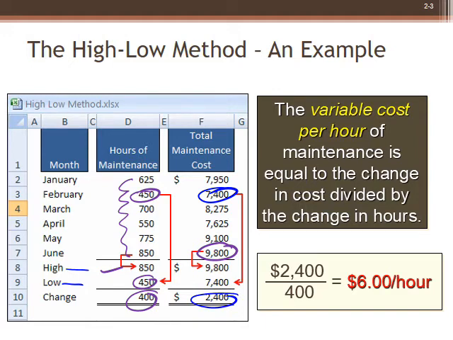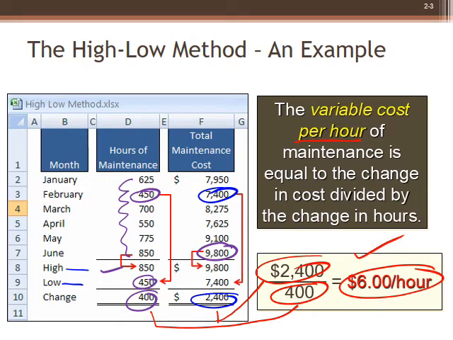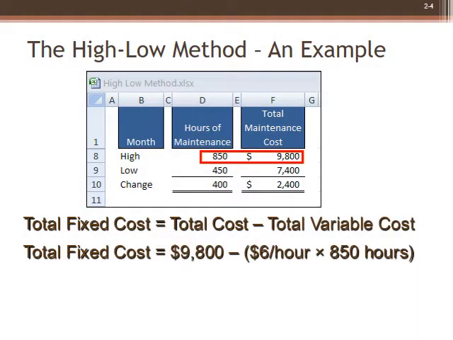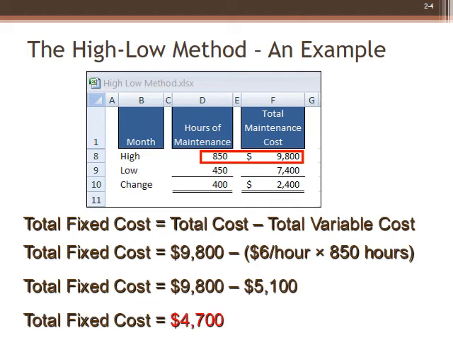So what is the variable cost? Variable cost is the cost per hour of maintenance. So cost divided by the hours, which comes from this high-low method, is 6. So this 6 is the variable cost per hour. And how can we segregate and find out the fixed cost in a mixed cost? For example, this is the highest cost, 9,800. Which part belongs to the fixed cost and which part belongs to the variable cost?